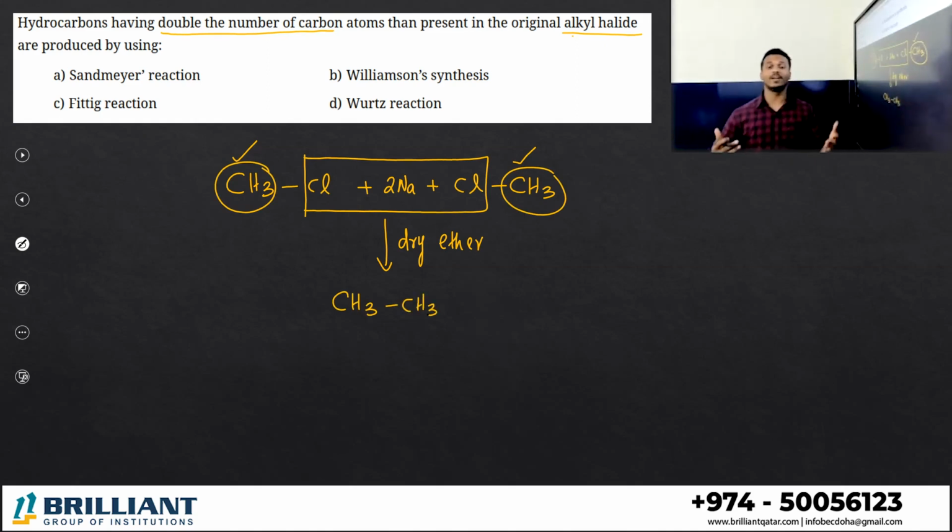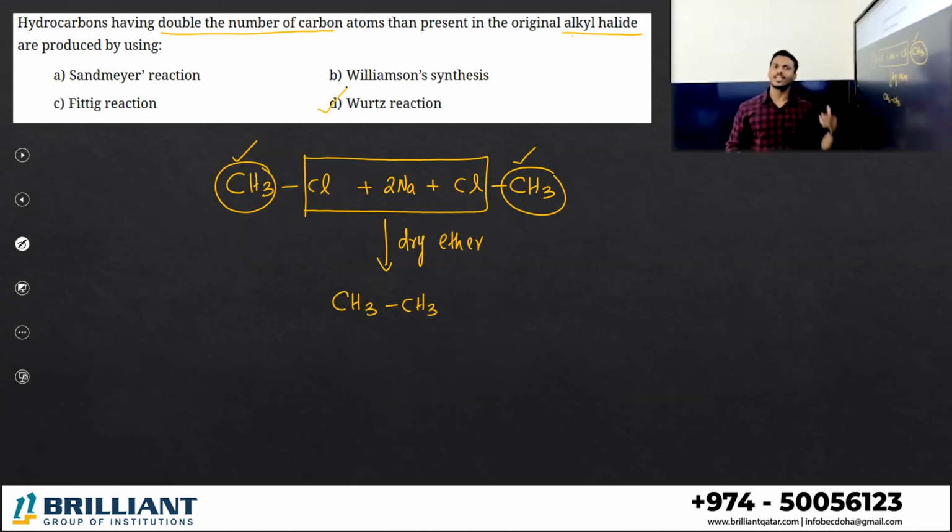So there is a doubling in the number of carbons in the hydrocarbon. Right. So the hydrocarbon having double the number of carbon atoms compared to the present haloalkane is said to be made by which reaction? Wurtz reaction, right? Wurtz reaction, option D is correct.